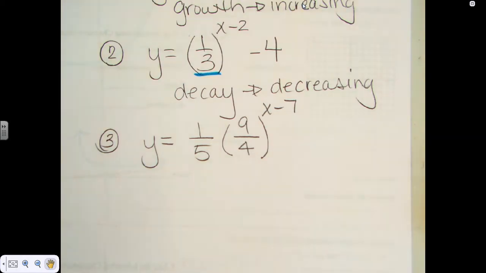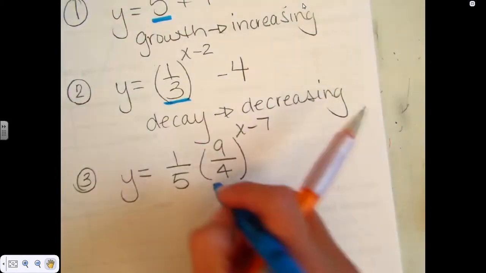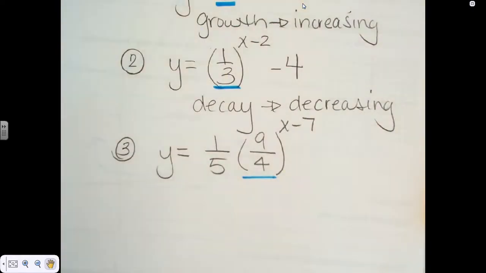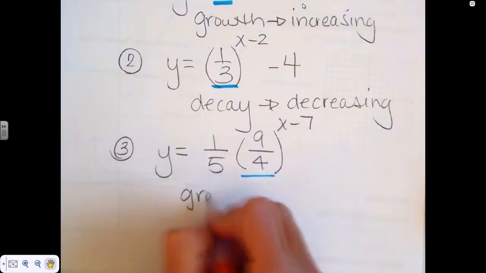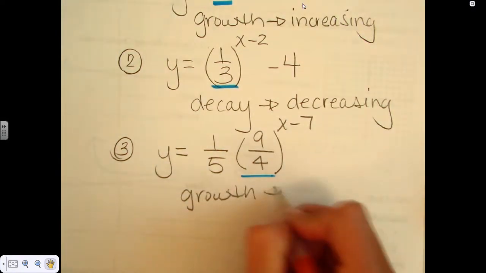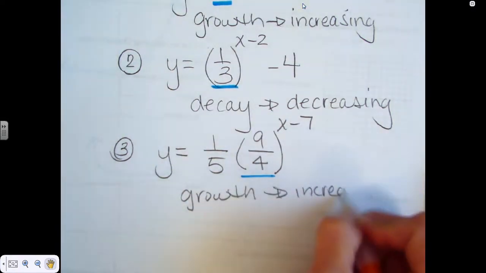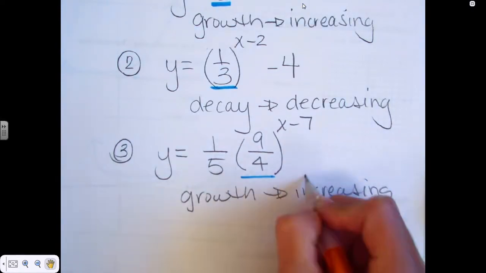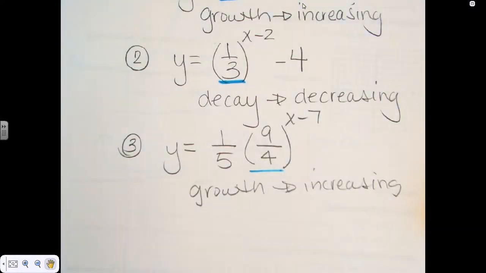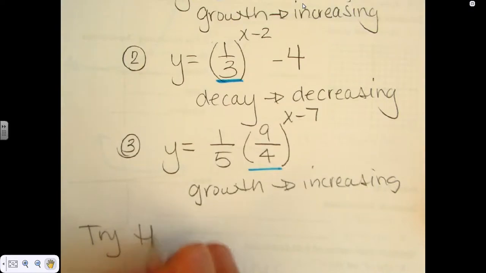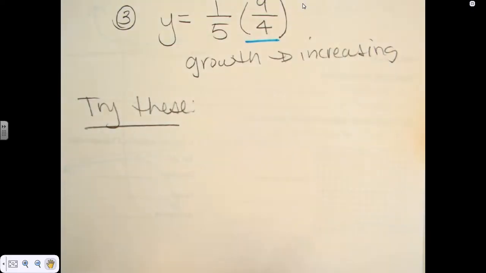Now, we also can determine if it's a growth or a decay by looking at b. Well, b is 9/4. And as you know, 9/4 is greater than 1. Therefore, it is a growth. And it's increasing. Okay. You try these. You need to label them growth or decay, increasing or decreasing.